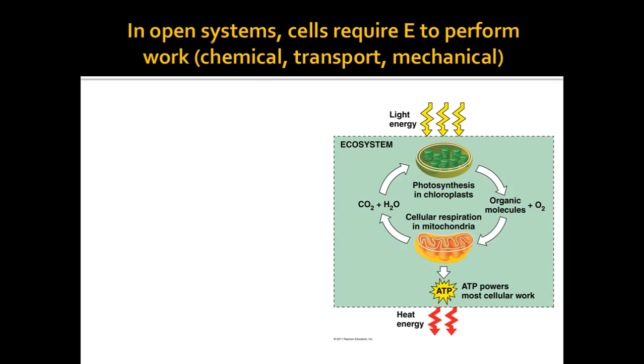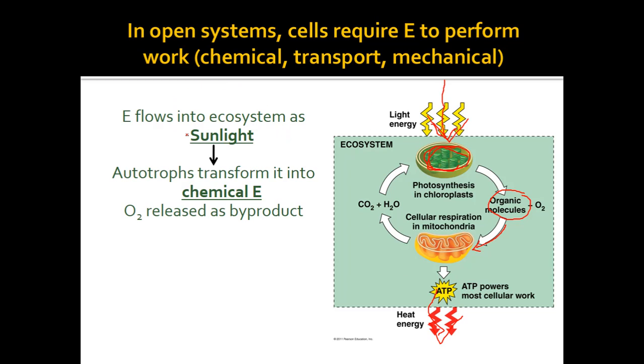Earth is an open system for energy. It's open because things can come in and things can go out. So we are a closed system when it comes to matter, but open when it comes to energy. Light energy comes in from the sun, gets captured by plants in photosynthesis and turned into organic molecules. These organic molecules are then broken down by mitochondria in cellular respiration. And since the system is open, light comes in, and heat also comes out. Energy can flow in and out.